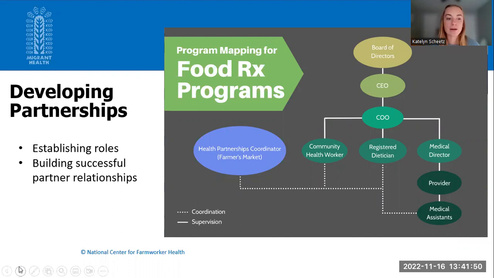And then we also have some tips for building successful partner relationships, just things that we've heard from folks who are in the process of implementing these programs, and what they found along the way was helpful for them: to have really good communication and dialogue, and most importantly, trust between partners. Next slide.